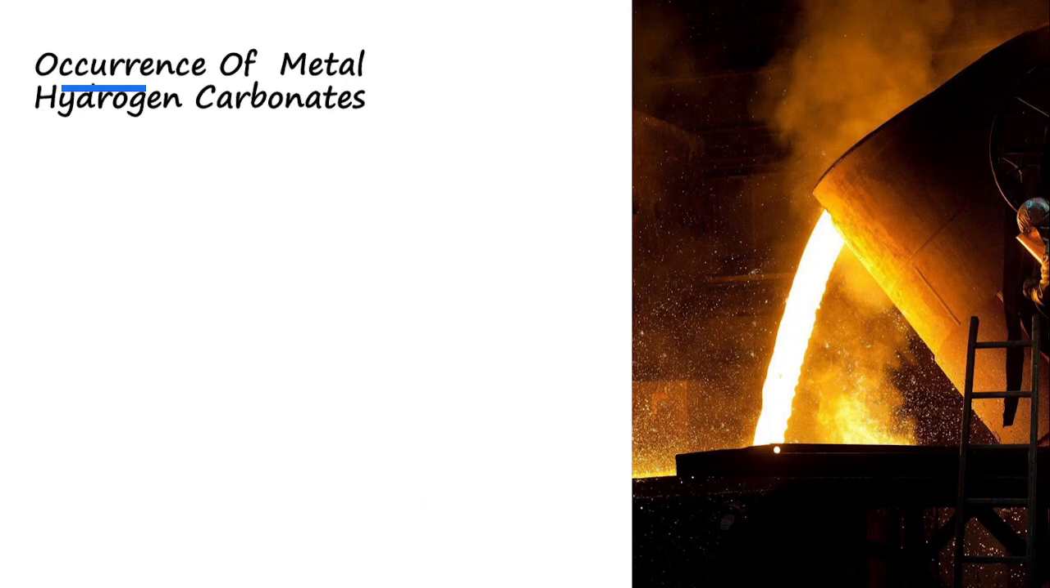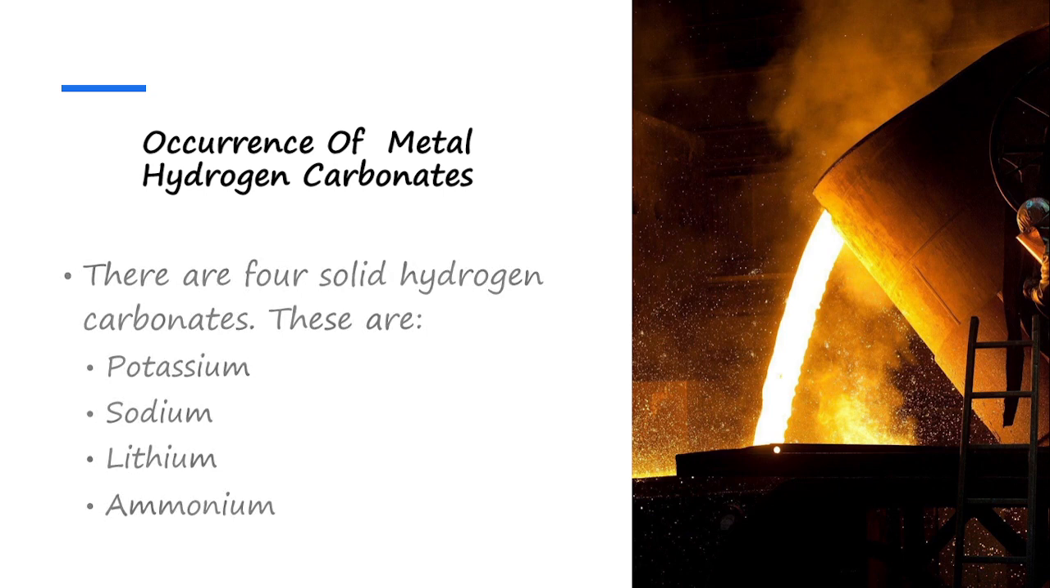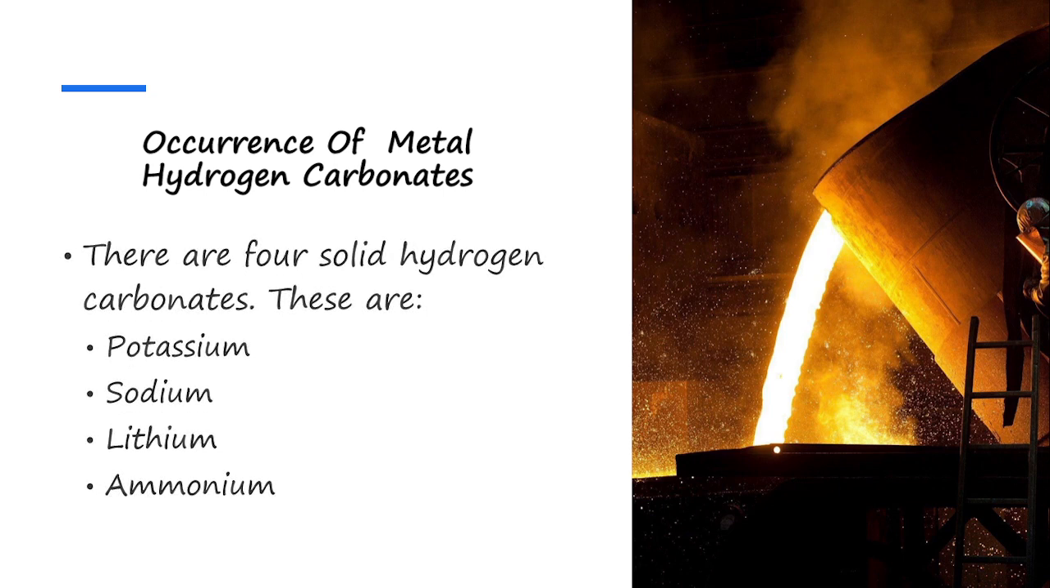Now let's see the occurrence of the metal hydrogen carbonates. We've seen how the metal carbonates occur on our Earth's surface. So how do the metal hydrogen carbonates occur? There are just four solid hydrogen carbonates: potassium hydrogen carbonate, sodium hydrogen carbonate, lithium hydrogen carbonate, and ammonium hydrogen carbonate.